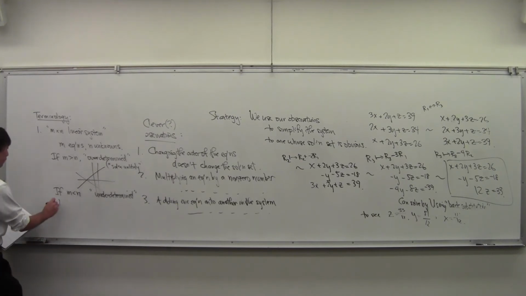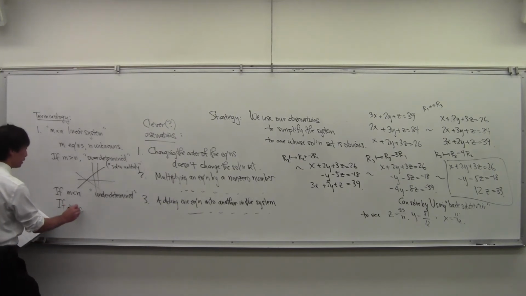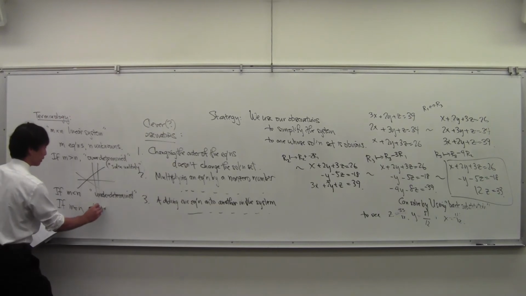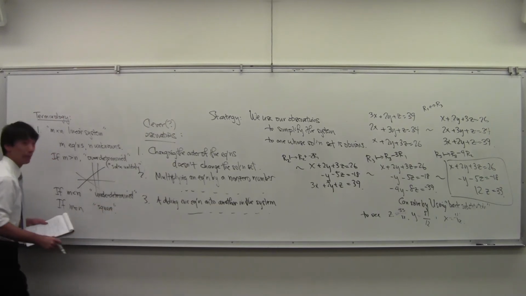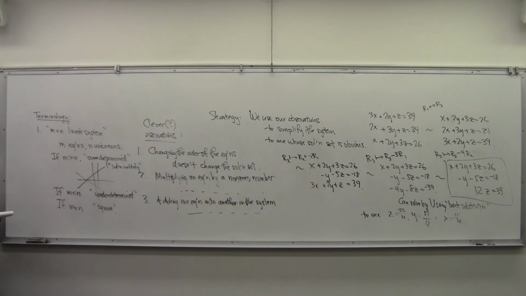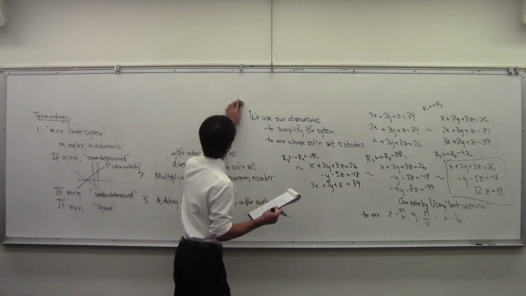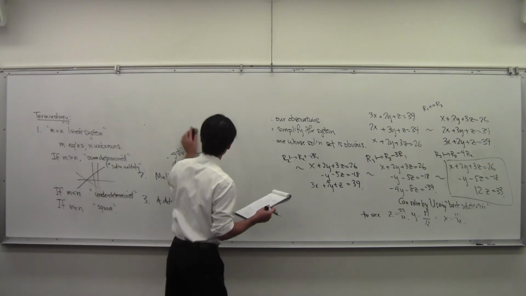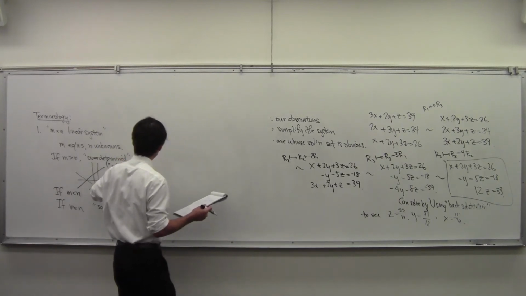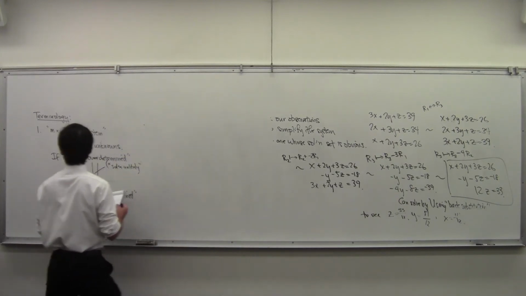If m equals n, it's called square. That's just about its shape.